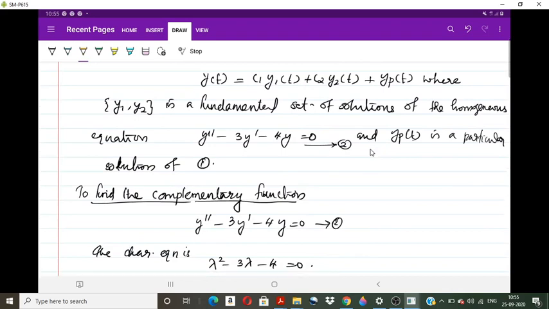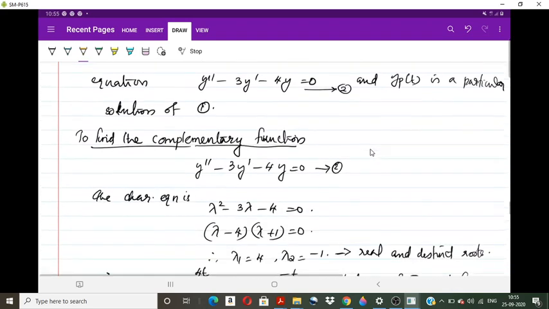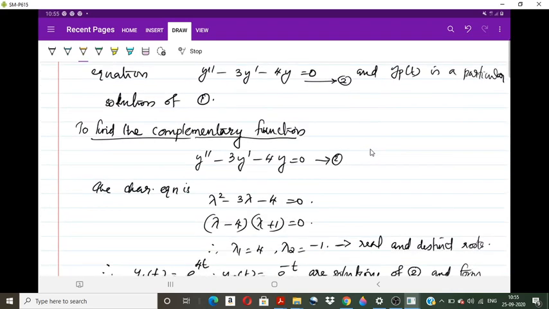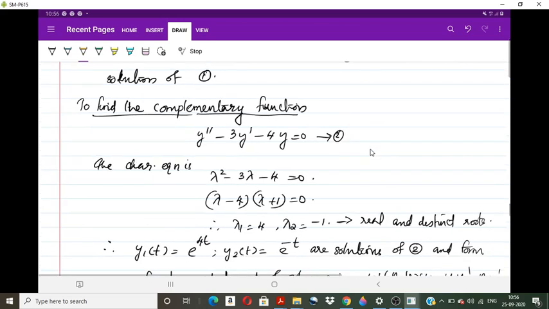So first we find the complementary function. We know that the homogeneous equation is the given equation with constant coefficients. Then we know how to find the solution for this homogeneous equation with constant coefficients. That is, first we have to write the characteristic equation, that is lambda square minus 3 lambda minus 4 equal to 0. Then factorizing that, the values of lambda are 4 or minus 1.